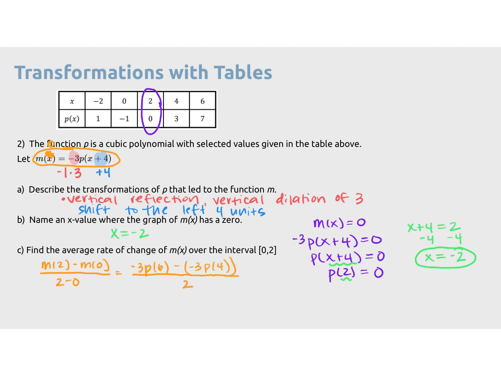And then in my denominator, 2 minus 0 gives me 2. So looking at my table now, I'm going to find these two values, p of 6 and p of 4. They're at the end of my table, the last two columns. So I'm going to take -3 times p of 6, which is 7, minus -3 times p of 4, which is 3, all over 2. So that gives me -21 minus a -9, so that's going to be plus 9 over 2, which is -12 over 2, which simplifies to -6.